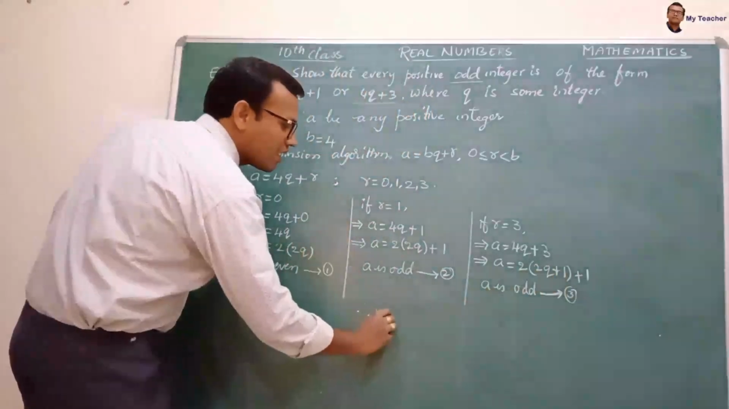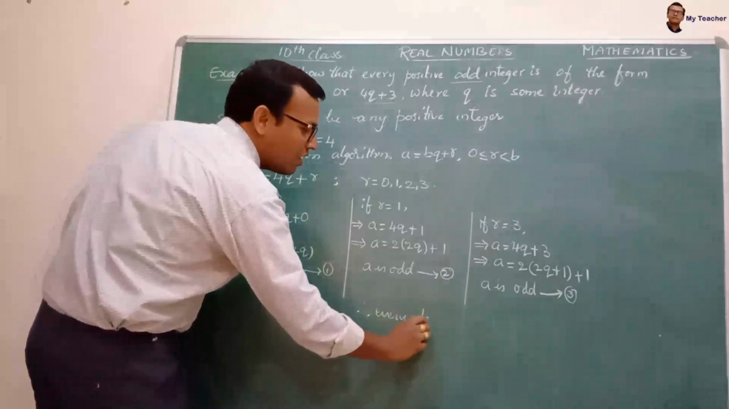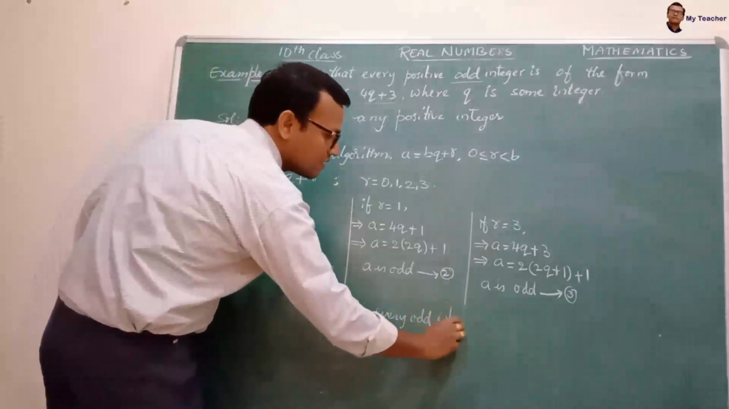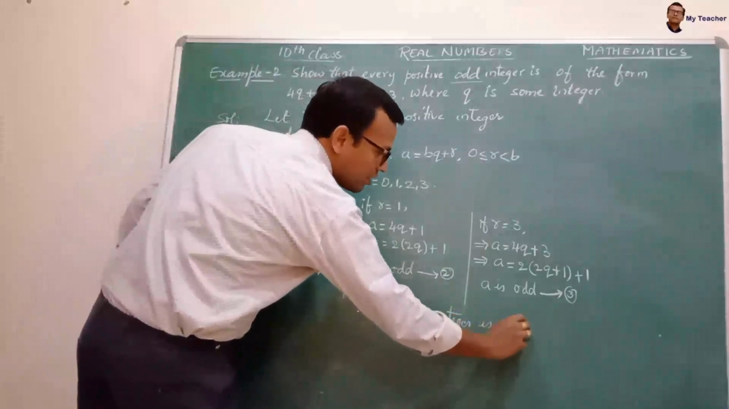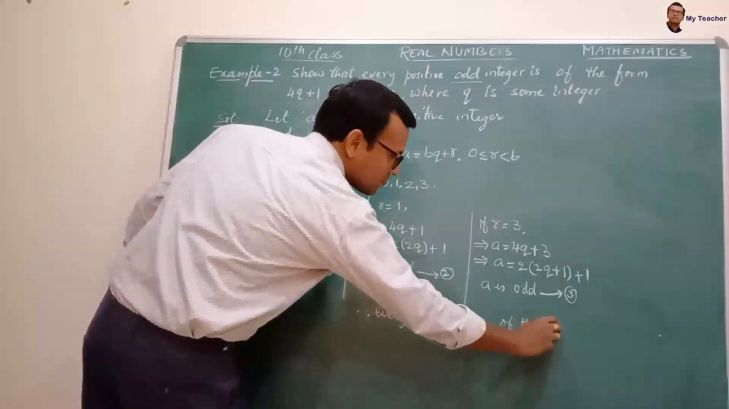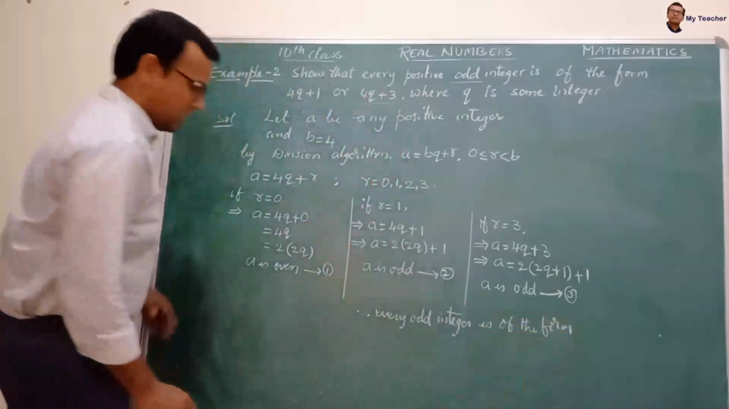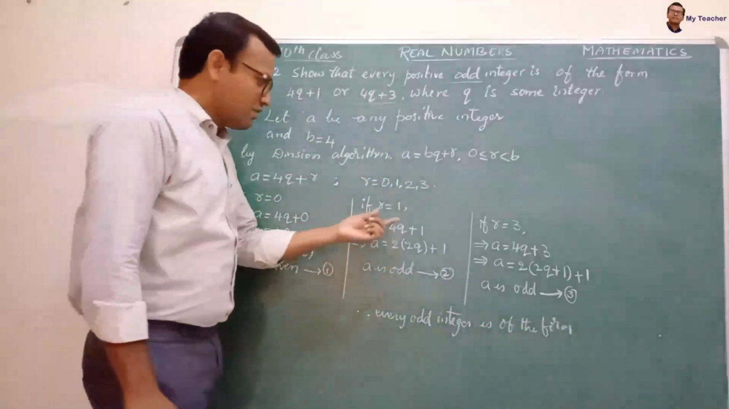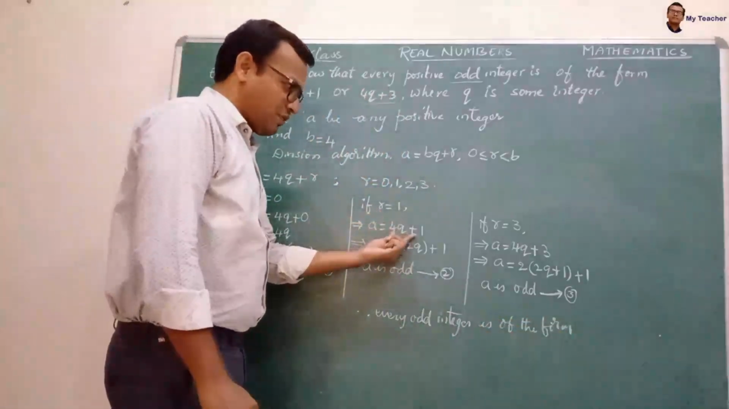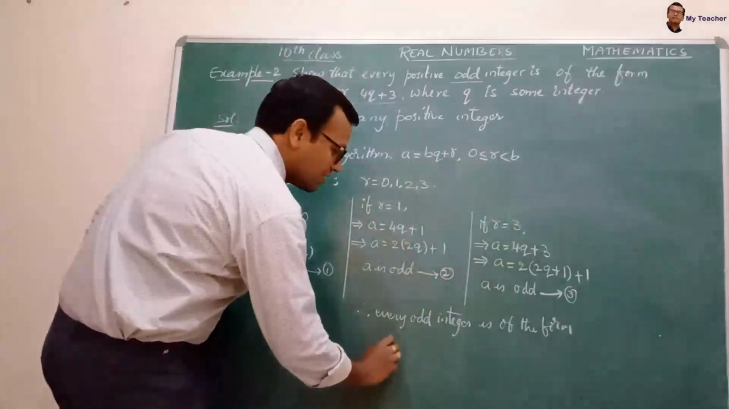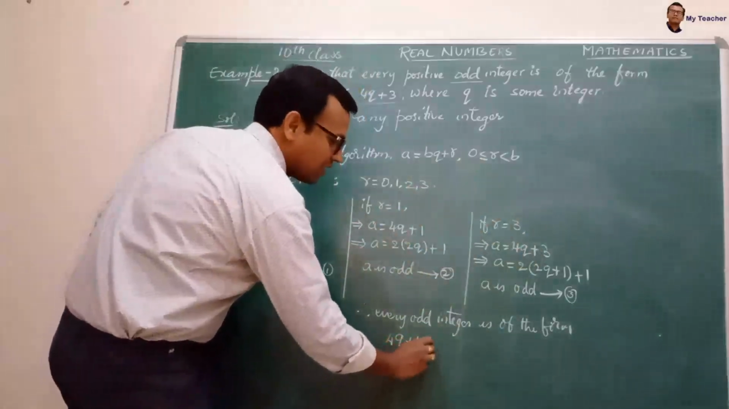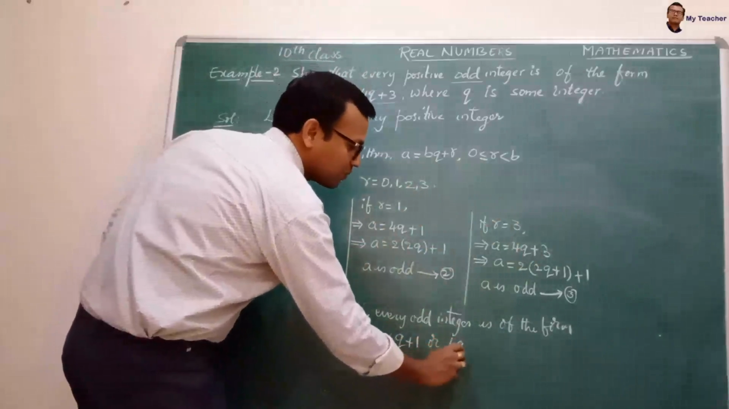Therefore, every odd integer is of the form, this is even, but odd are in which form? 4q plus 1 or 4q plus 3.